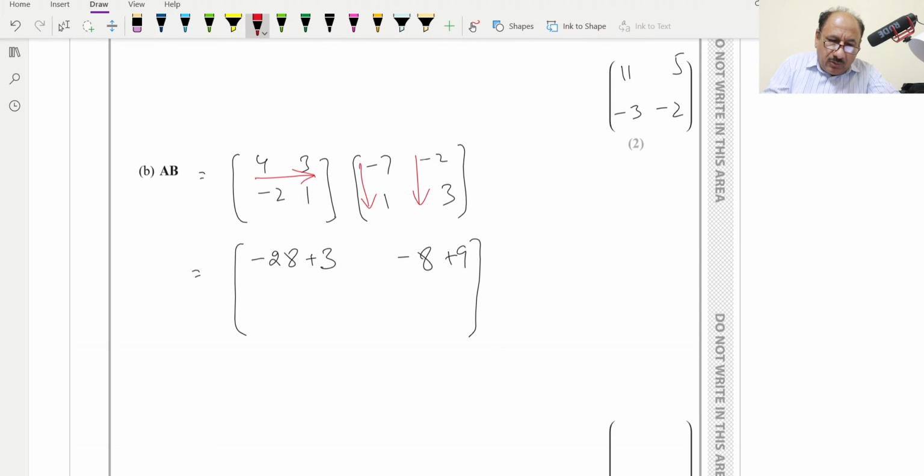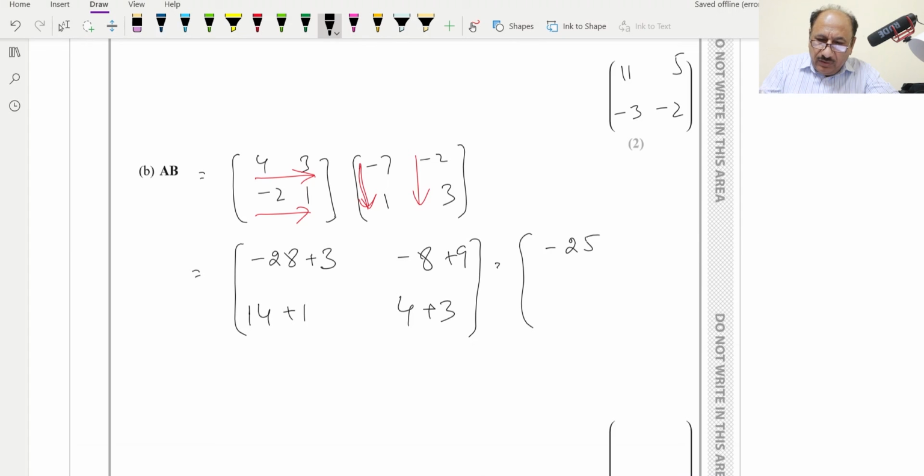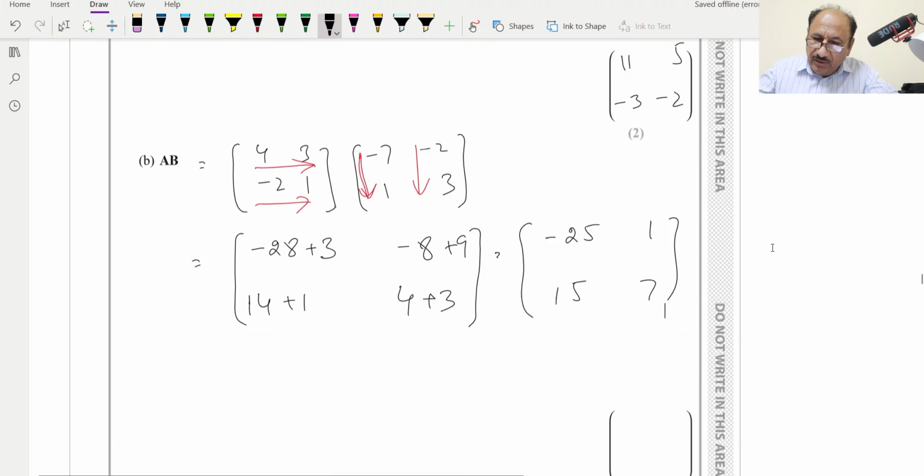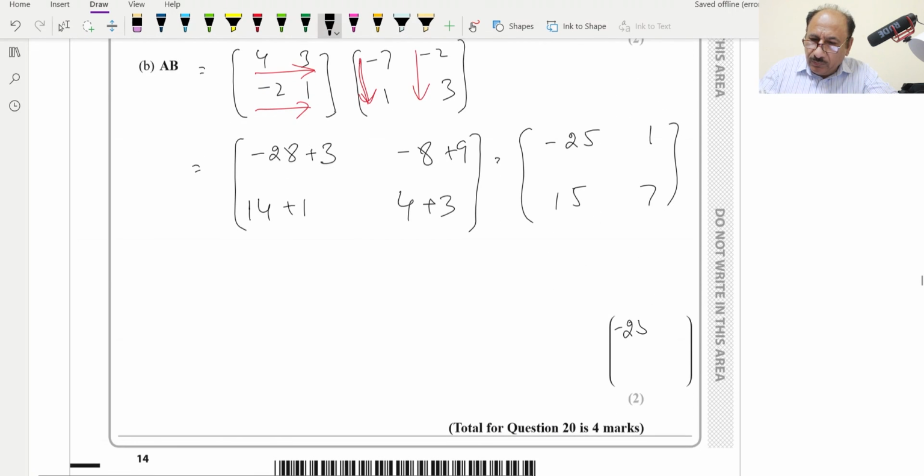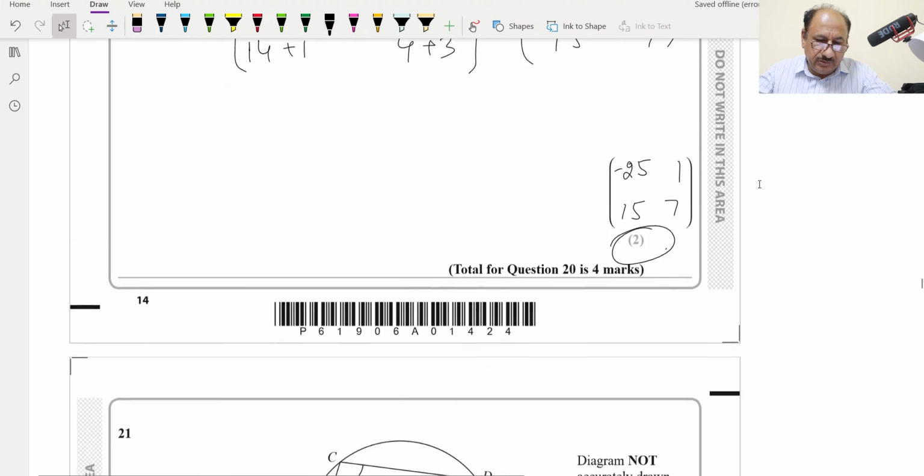Similarly, second row and first column will give us minus 2 into minus 7 will be 14, and 1 into 1 will be 1, so plus 1, and the second row second column will be plus 4 and plus 3, and this will result in minus 25, minus 1, 15 and 7. This will be the final answer we will write over here in the provided space. This is 2 marks, an easier question.